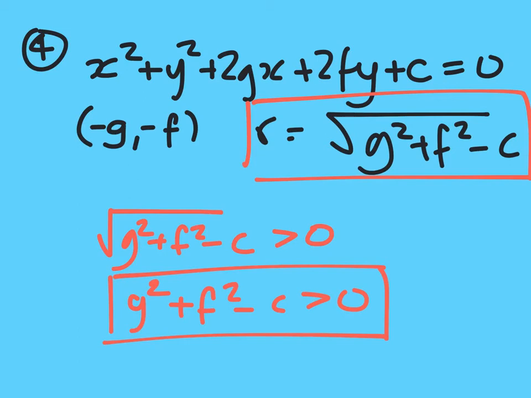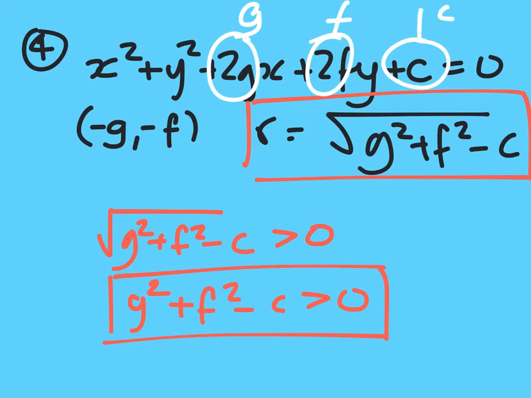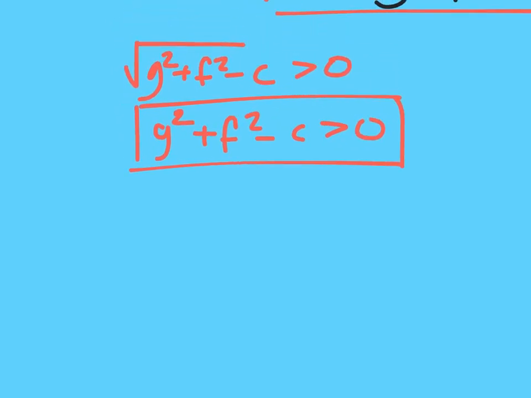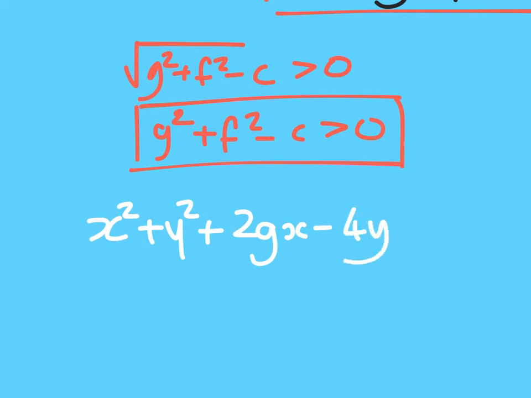Now if I look back at our equation, there's your g number there, which is g. There's your f number there, f, and your c there. Okay, so the equation which you were given, which I'm trying to remember, is x squared plus y squared plus 2gx minus 4y minus 12 equals 0.